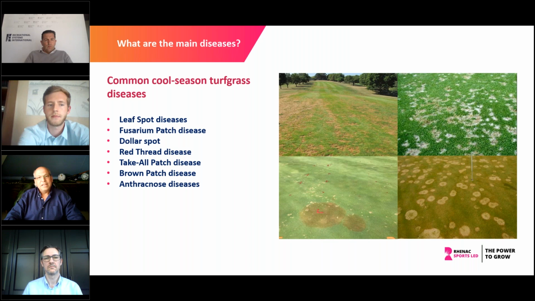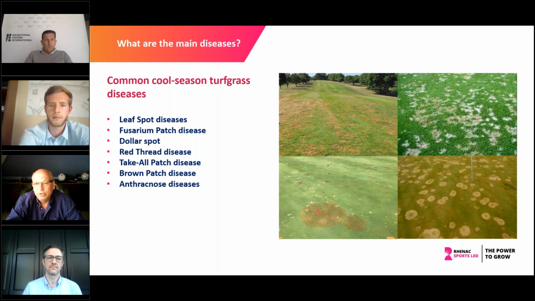If you look at the main diseases in our region, the cool season turf grasses, let's focus on those. The analogy applies to the warm season grasses as well, but most of the listeners are working on a daily basis in the more moderate regions using cool season grasses. There's a lot of them. Leaf spot, fusarium, you call them dollar spot, red thread. Most groundsmen would have seen them on their pitches. Greenkeepers would have seen them on their greens.